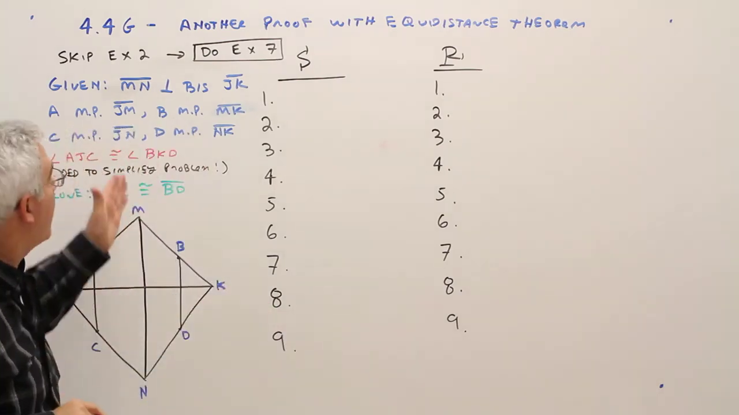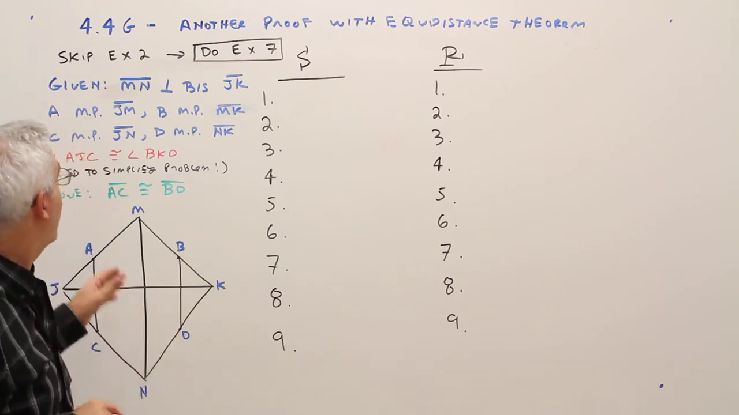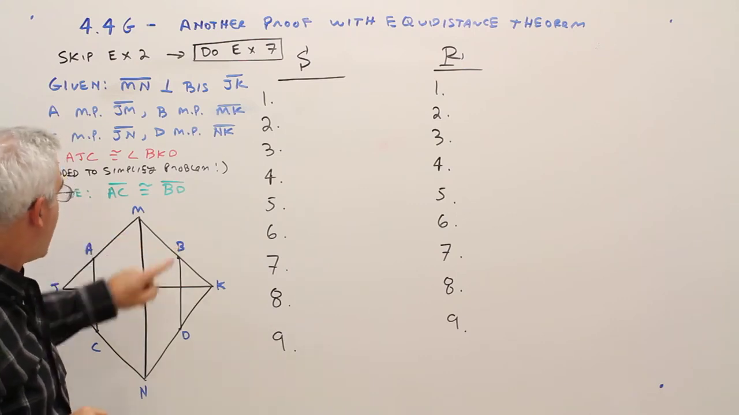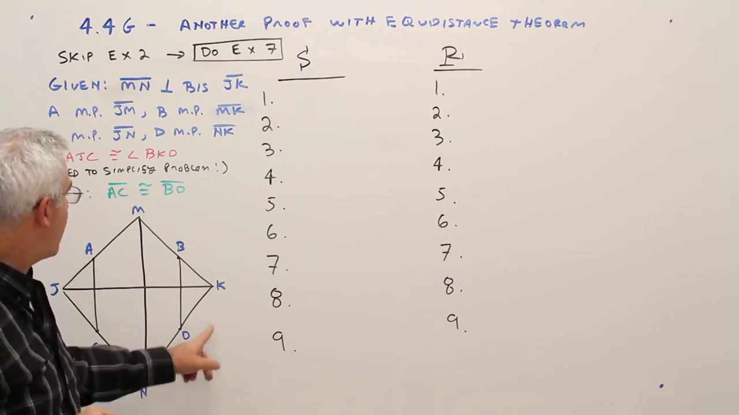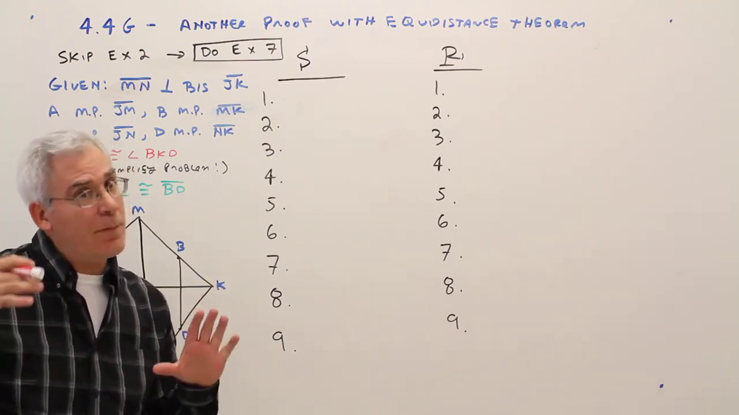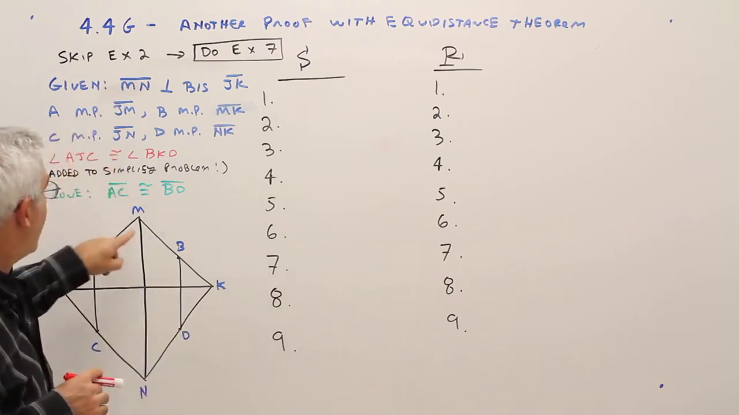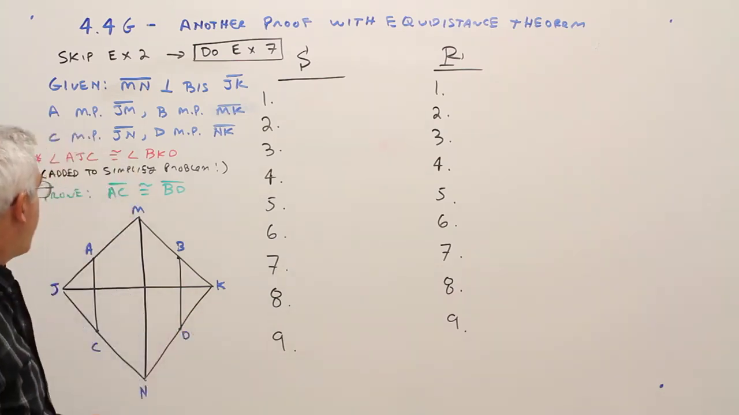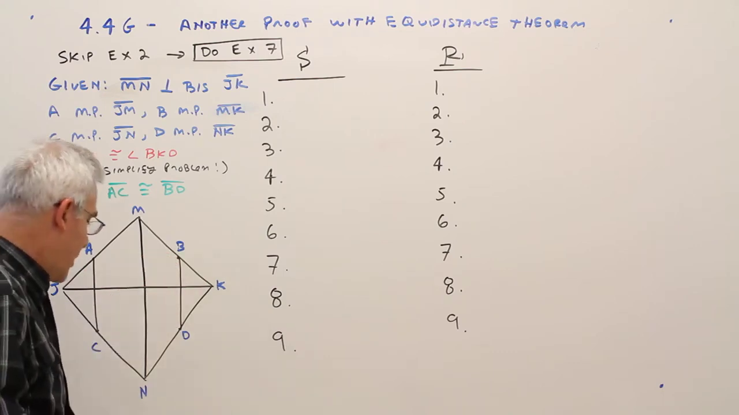Okay, so here's example 7. Given this figure with MN, the perpendicular bisector of segment JK, A is the midpoint of JM, B is the midpoint of MK, C is the midpoint of JN, D is the midpoint of NK. I also added one more thing to simplify the proof. Also, angle AJC is congruent to angle BKD. After all that, prove that segment AC is congruent to segment BD.